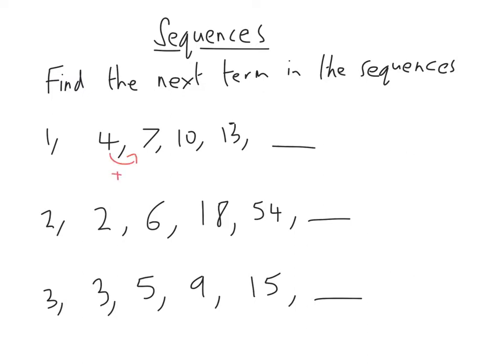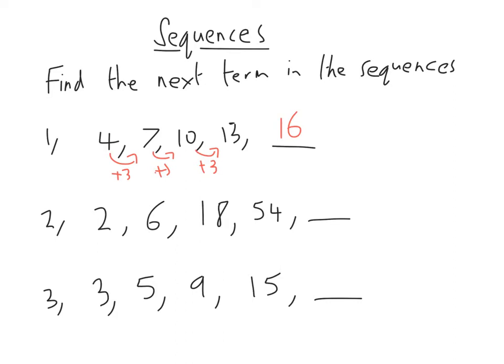I can spot that consistently you're adding 3 each time. A sequence that goes up by the same amount each time, or equal steps each time, is called a linear sequence. If you were to plot those numbers, you would get a straight line. So the next term in that sequence would be 3 more than 13, which is 16. That's the most common type of sequence that you will work with, a linear sequence.